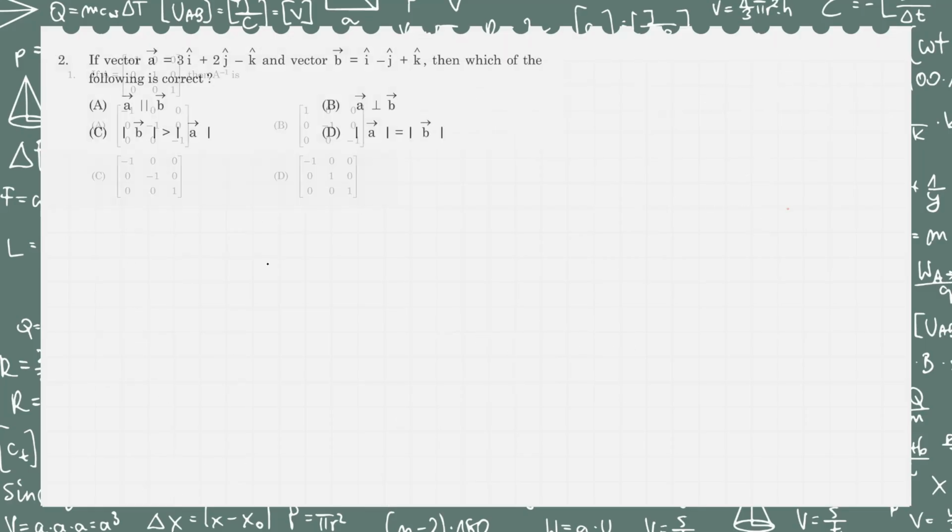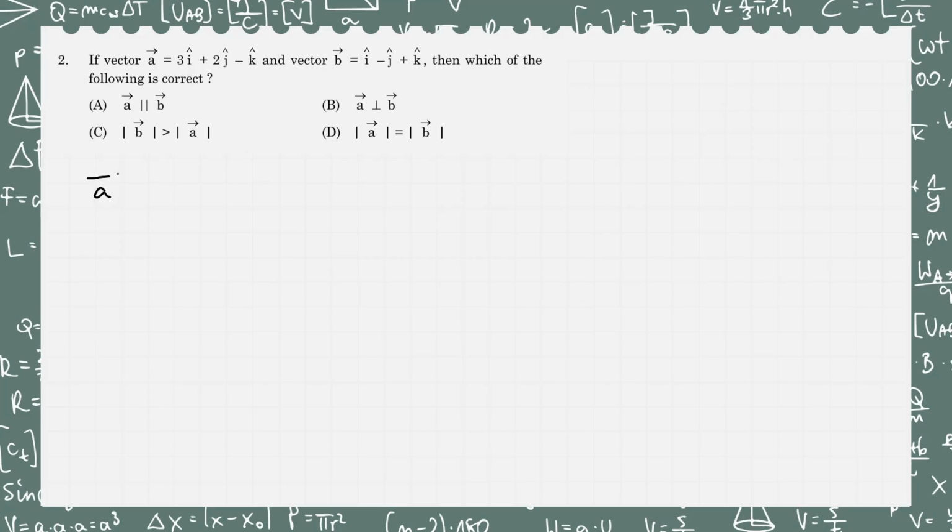Let's do the next sum. If vector A is equal to 3i plus 2j minus k and vector B equals i minus j plus k, then which of the following is correct? There are 4 options. See, we can do trial and error here also.